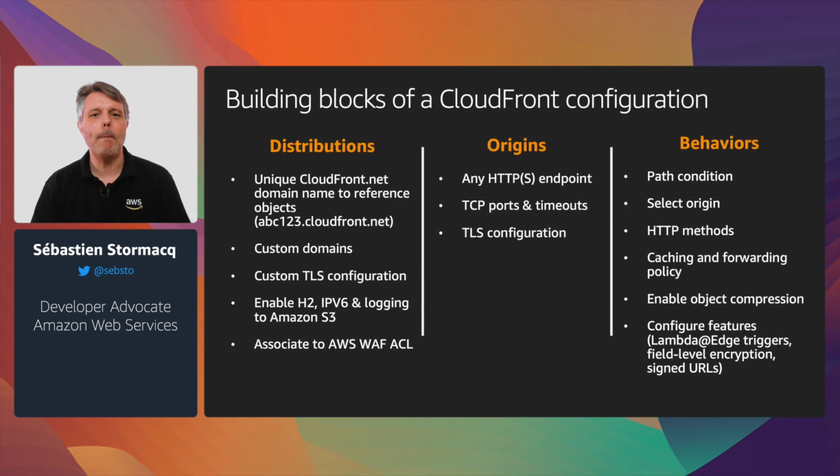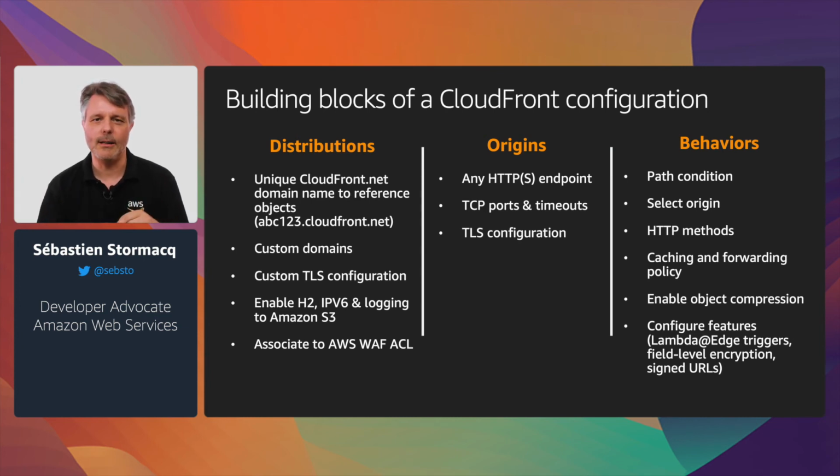There are three main components for distribution, three names that you need to remember. A distribution is a unique CloudFront.net URL, so that's the starting point. If you want to use CloudFront, you need to create a distribution, and the distribution will give you a URL like abc123.cloudfront.net. Of course, you can bring your own domain and your own certificate there as well. But this is how you should refer to your content.